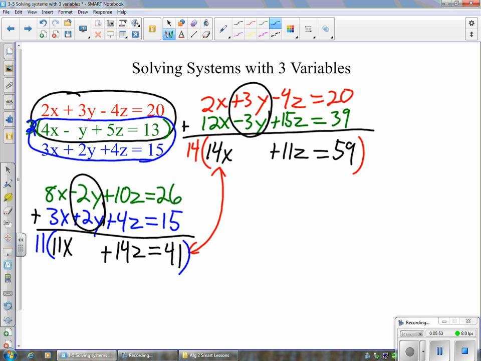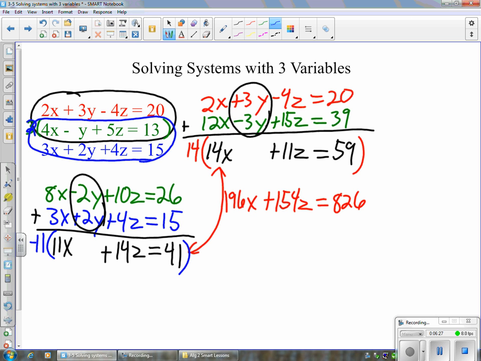Okay, so the first equation is going to look like 14 times 14 is going to be 196x. Big numbers, I know. 14 times 11 is going to be a plus 154z equals, and 14 times 59 is going to equal 826.